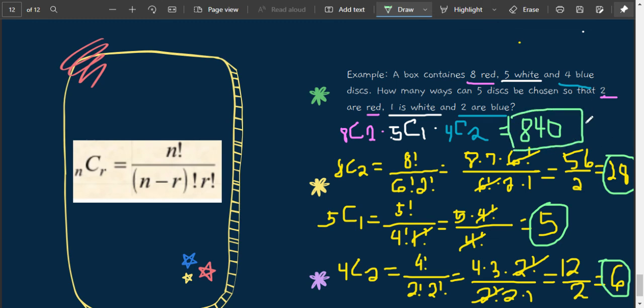Okay? So I hope you understand about combination. So next week I will be sending you more problems about combinations and permutations. So I hope you learned something from this lesson.